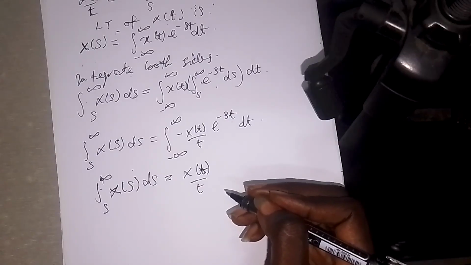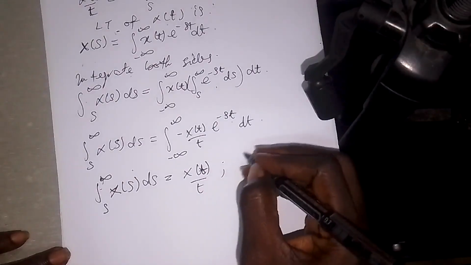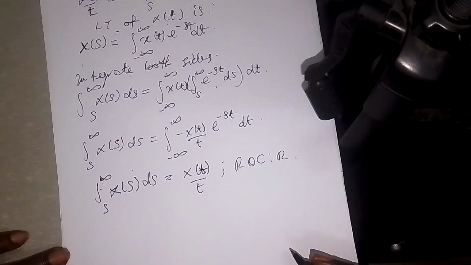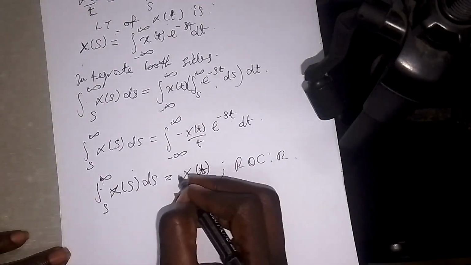The ROC here doesn't change. It remains the same. So basically that is how you can do this one. I can have my negative come over here.